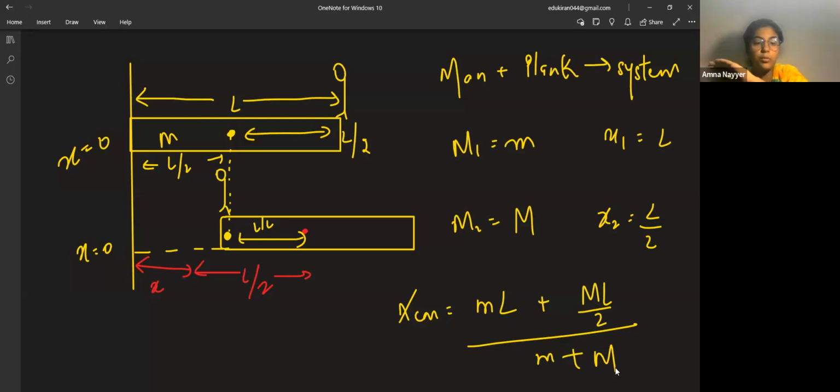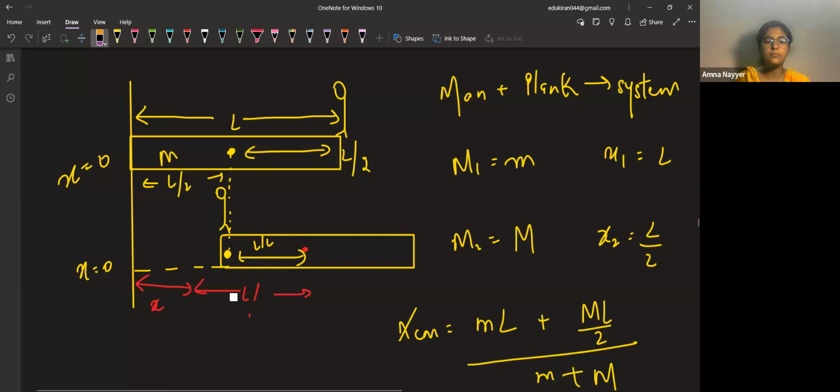Now the man has started moving, the man has reached the end. So the plank has displaced a little. Everything will be the same. It's just that now the separation will be the same, except that this additional x has been added. This x separation, everything else is the same.